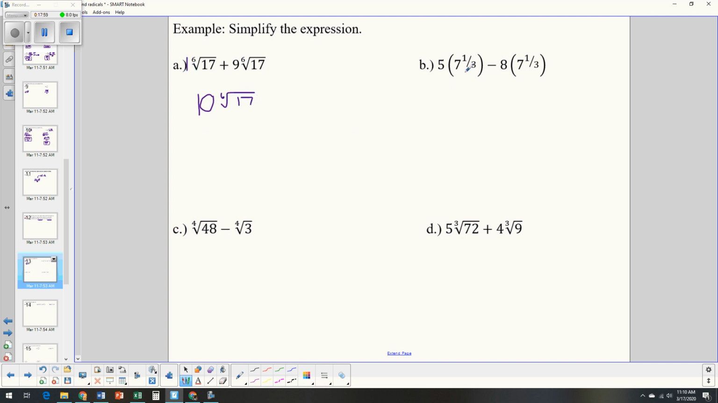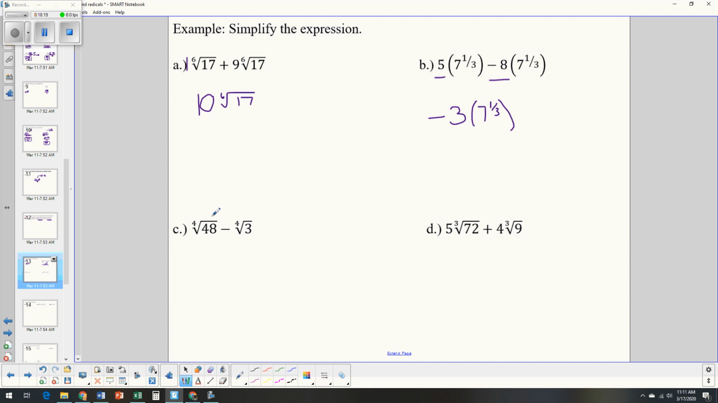Same thing here. They might not be written as radicals. They're written with their exponents. But this is really the cube root of 7 and the cube root of 7. So I'm going to focus just on the 5 minus 8 for negative 3. And then it's 7 to the 1/3, or the cube root of 7. And that's it. That's all I have to do for that.